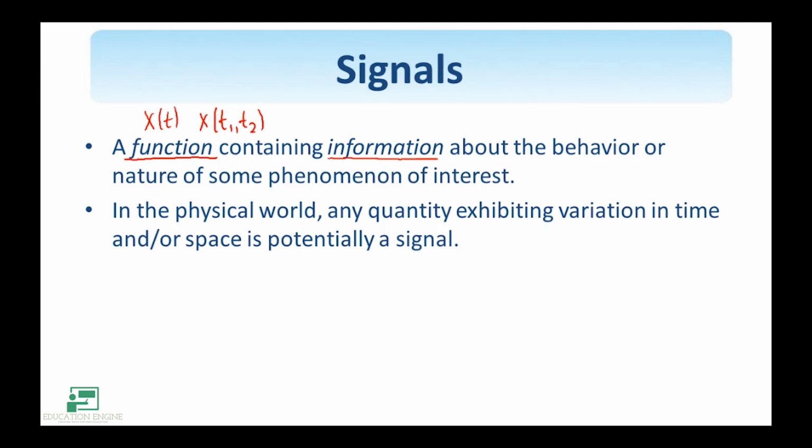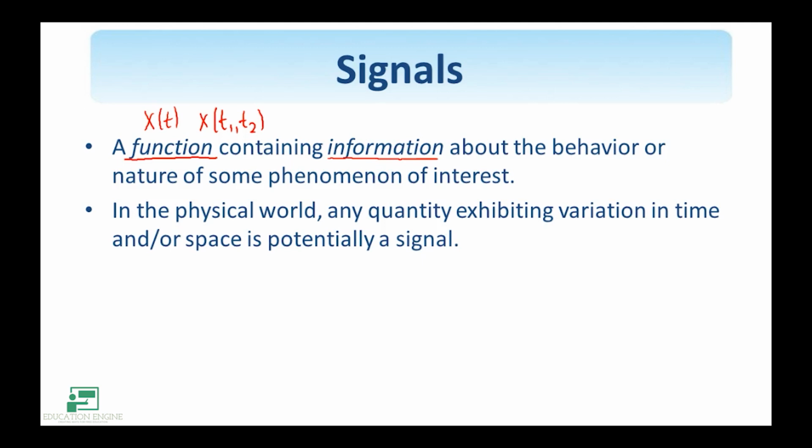So the speed of a moving car represents a signal. The pressure that I apply on the gas pedal of the car is a signal. If I go and measure the height of the buildings in a city, then this becomes a two-dimensional signal, which tells us at each location what the height is, and so on and so forth.